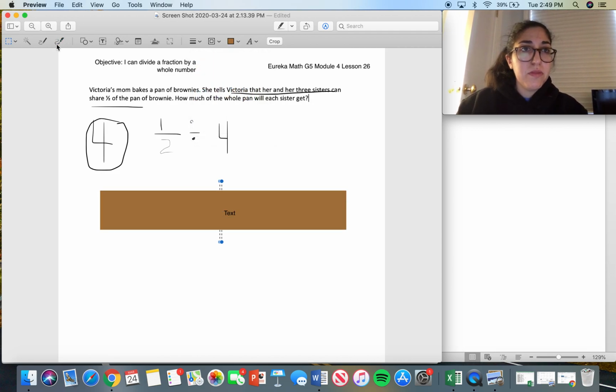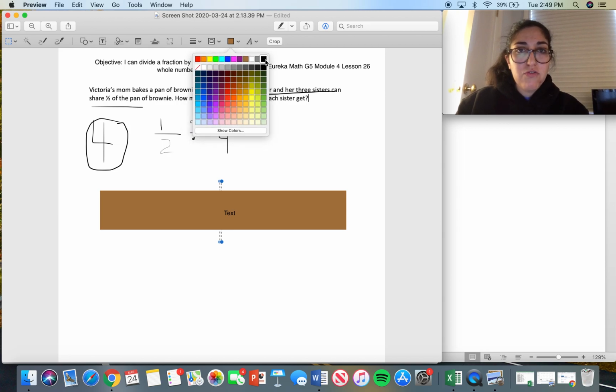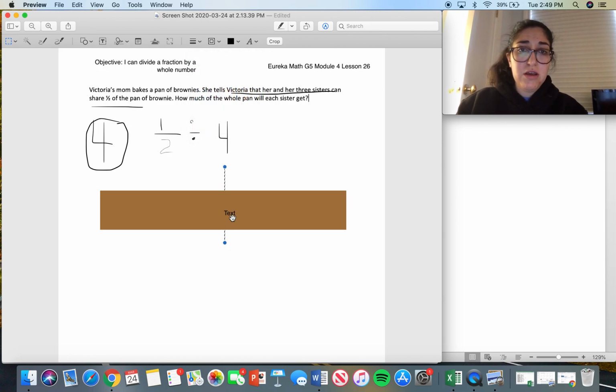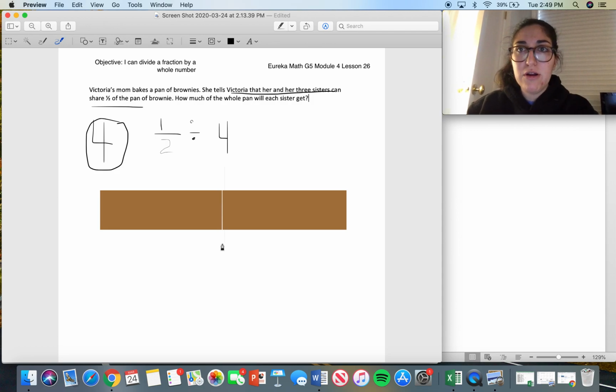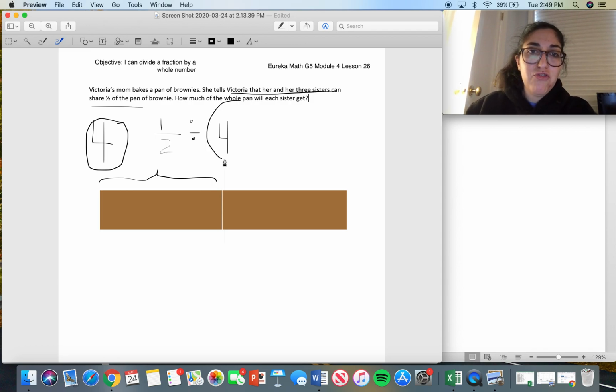I'm going to take this pan and I'm going to cut it in half. There we go. I'm going to cut this pan in half, all right? So now, what piece am I using? I'm using just this 1/2 of the whole. And I need to break it into the 4 parts, the 4 sisters.